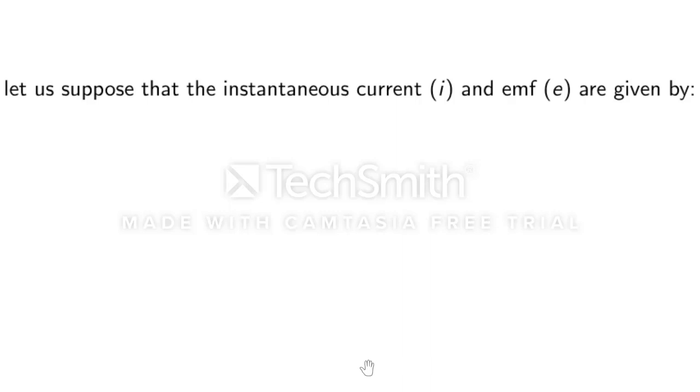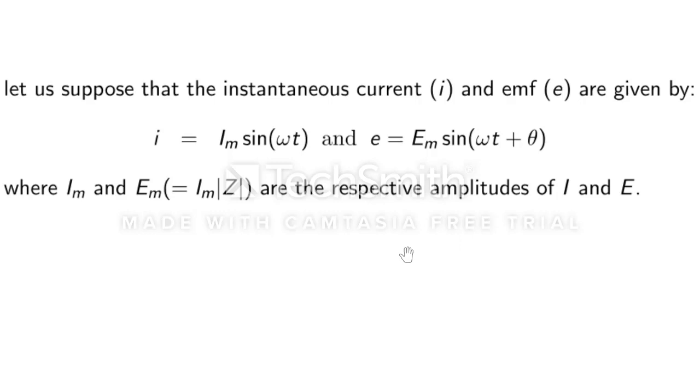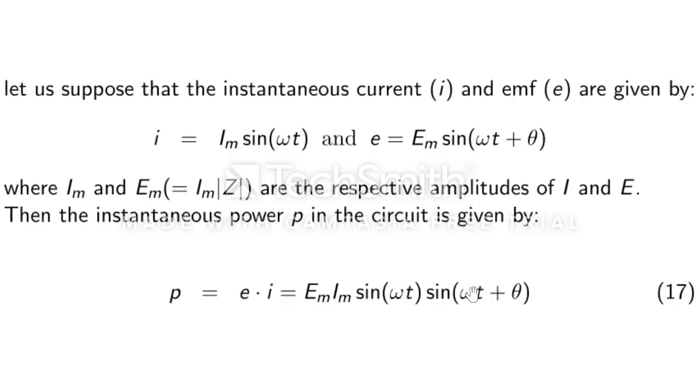Let us now suppose that the instantaneous current I and EMF E are given by I is equal to Im times sin omega t and E is equal to Em times sin of omega t plus theta, where Im and Em are the respective amplitudes of I and E. Then the instantaneous power P in the circuit is given by P is equal to E times I. Substituting for E and I from the above expressions, we get P is equal to Em into Im sin of omega t into sin of omega t plus theta.